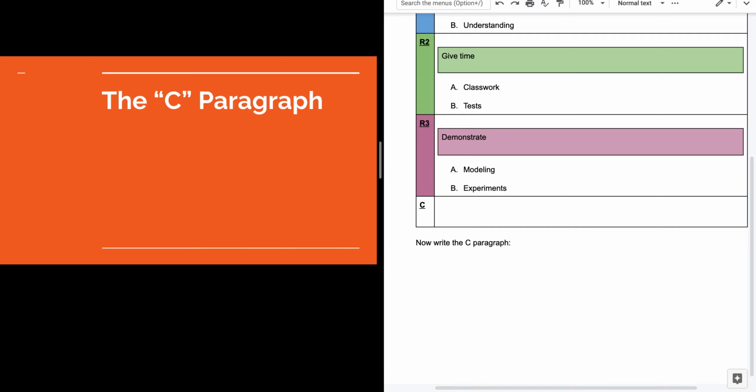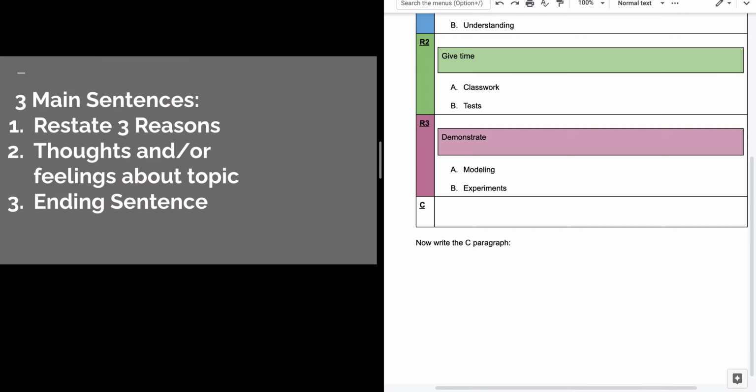We're going to be working on the C paragraph. Earlier, we worked on the introduction paragraph, or the I paragraph. Then we worked on the R paragraphs, our reason paragraphs, and now we're working on our conclusion paragraph. For the conclusion paragraph, we want to write 3 main sentences. This is a little different than the I paragraph.